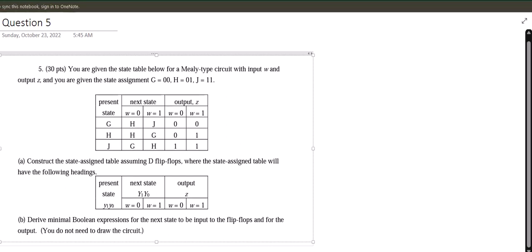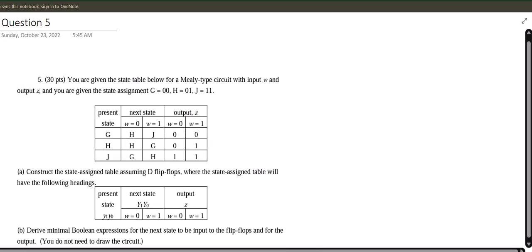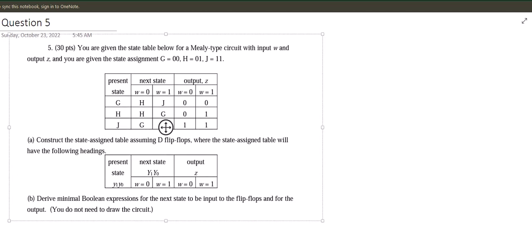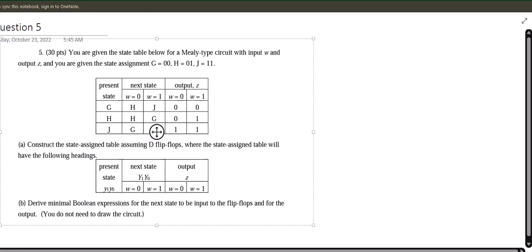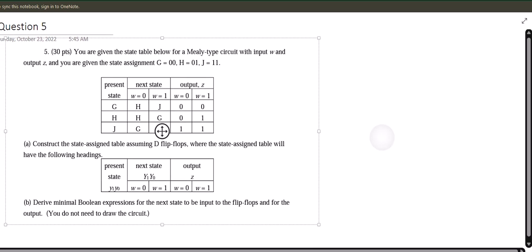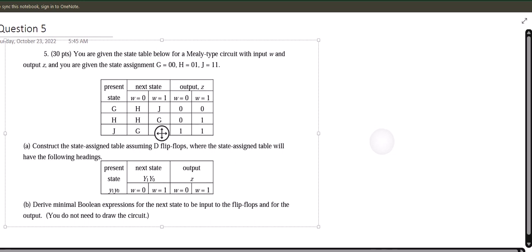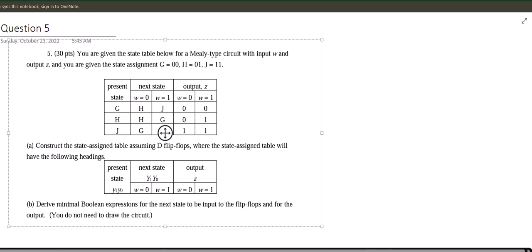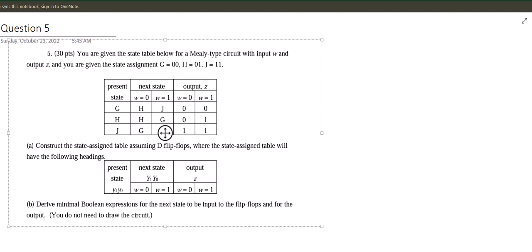You are given a state table below for a Mealy type circuit with input W and output Z, and you are given the state assignment G equals 0, 0, H equals 0, 1, and J equals 1, 1. Construct the state assigned table assuming D flip-flops, where the state assigned table will have the following headings.